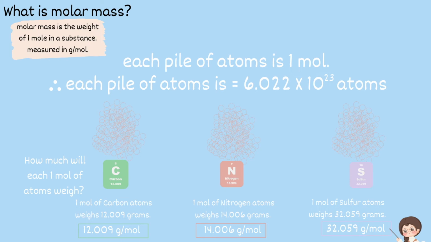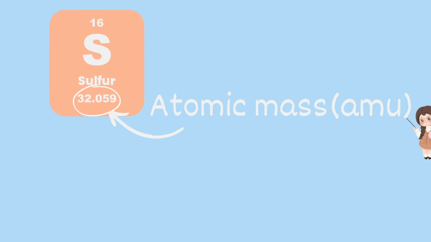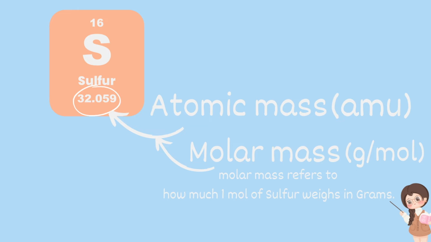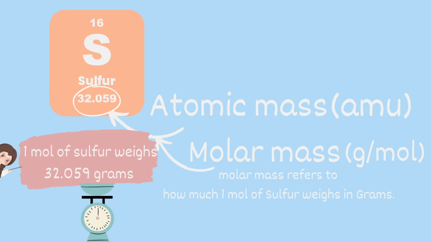Each of these that we just calculated are the molar mass. So each different element or substance is going to have a different molar mass. Just to reiterate this concept once more, let's look at sulfur right off of the periodic table. This number represents the atomic mass in AMU, atomic mass units, but it also represents the molar mass in grams per mole. Remember, this molar mass refers to how much 1 mole of sulfur weighs in grams. Our number is 32.059, so that means 1 mole of sulfur weighs 32.059 grams.